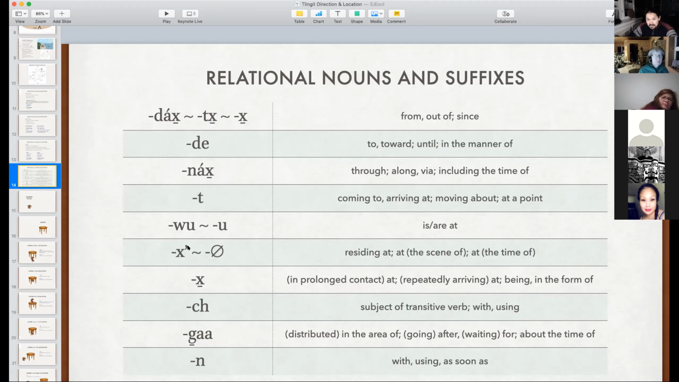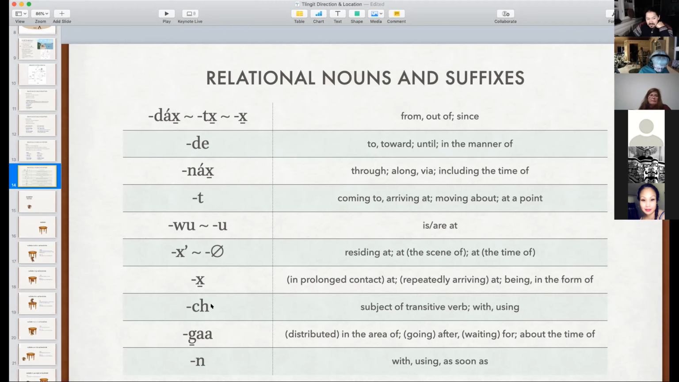This one is also "at," but it means usually residing or resting at. This one is also "at," but it usually means repeatedly going to or moving around at a spot. So Tlingit has four different ways to mark whether something is at a place, right? Tlingit is just always very specific sometimes. It's like, how do you say it's there? Well, how's it there? What's it doing? When did it get there? It's just a bunch of stuff that it gives you in that same thing.